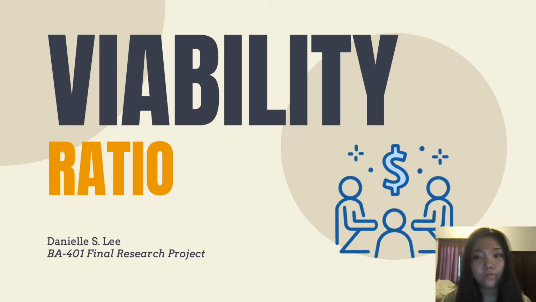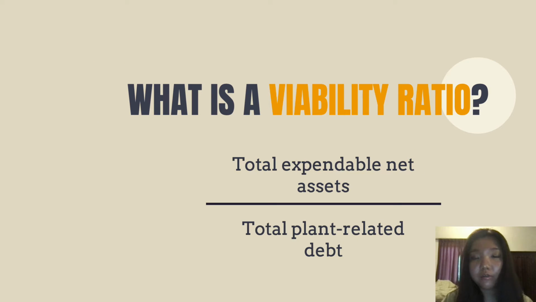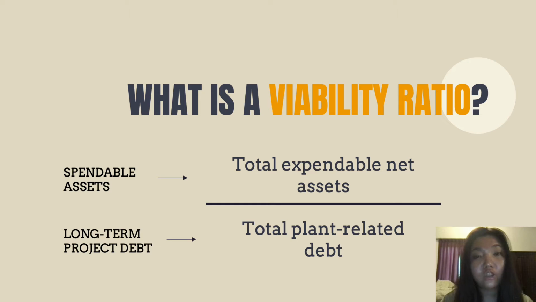Viability ratio. Now, what is the viability ratio? You calculate viability ratio by taking the total expendable net assets and dividing that by the total plant-related debt. In simpler terms, the expendable net assets is essentially the spendable assets, and you're going to divide that by the long-term project debt.